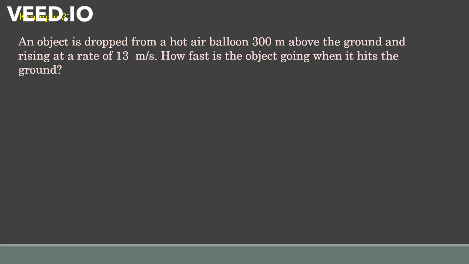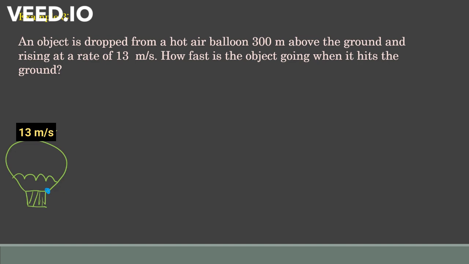In this example, you have to consider that you don't only have an object, but you also have a hot air balloon which is moving. The hot air balloon is moving at a rate of 13 meters per second. Assuming that the object is in the hot air balloon, whatever the velocity of the balloon is, it is the same as the velocity of the object.